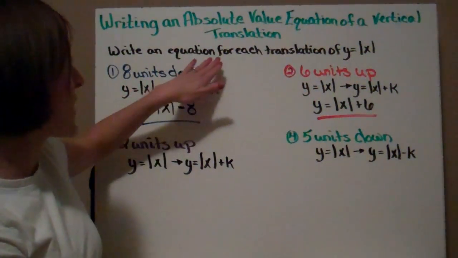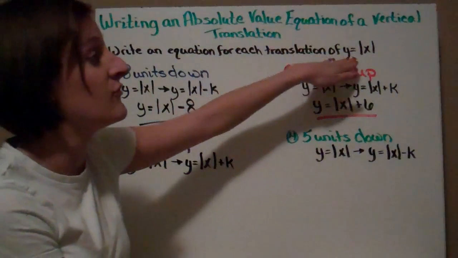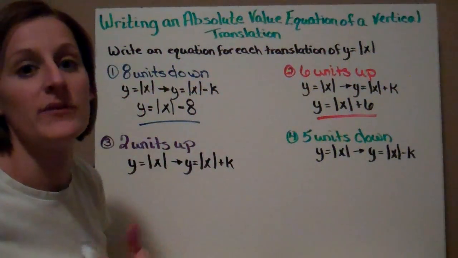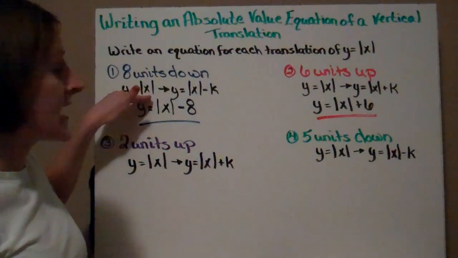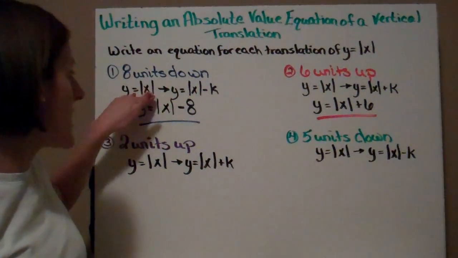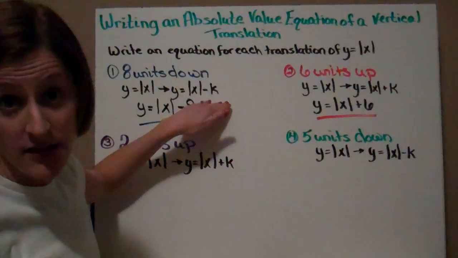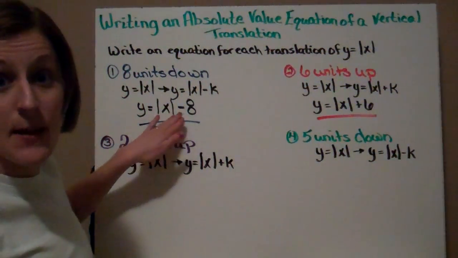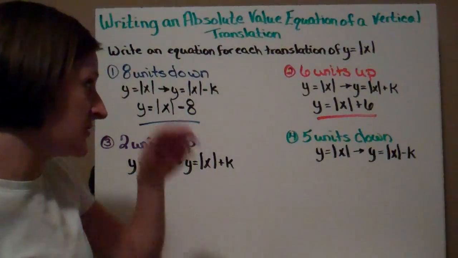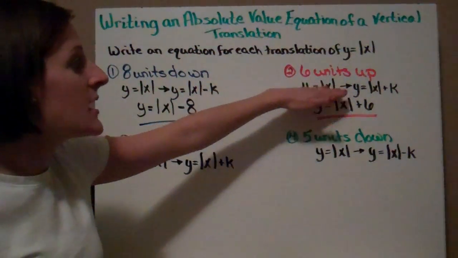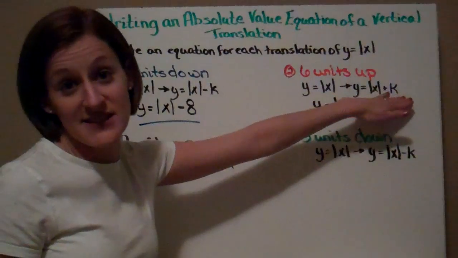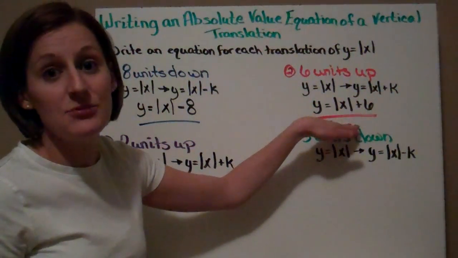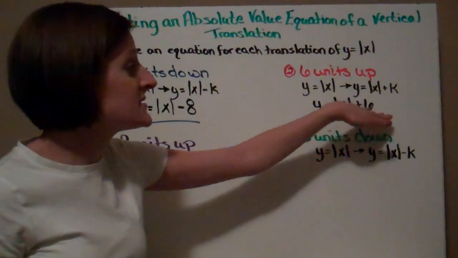So let's look at writing equations using a vertical translation. We need to write an equation for each translation of y equals absolute value of x. This first one wants us to go down 8 units. So I'm going to use y equals the absolute value of x, and now I need to subtract k. You're going to do y equals absolute value of x minus 8 because you're going down 8 units. When I'm going 6 units up, I take the same thing except instead of subtracting k, I'm going to add k to get y equals the absolute value of x plus 6.